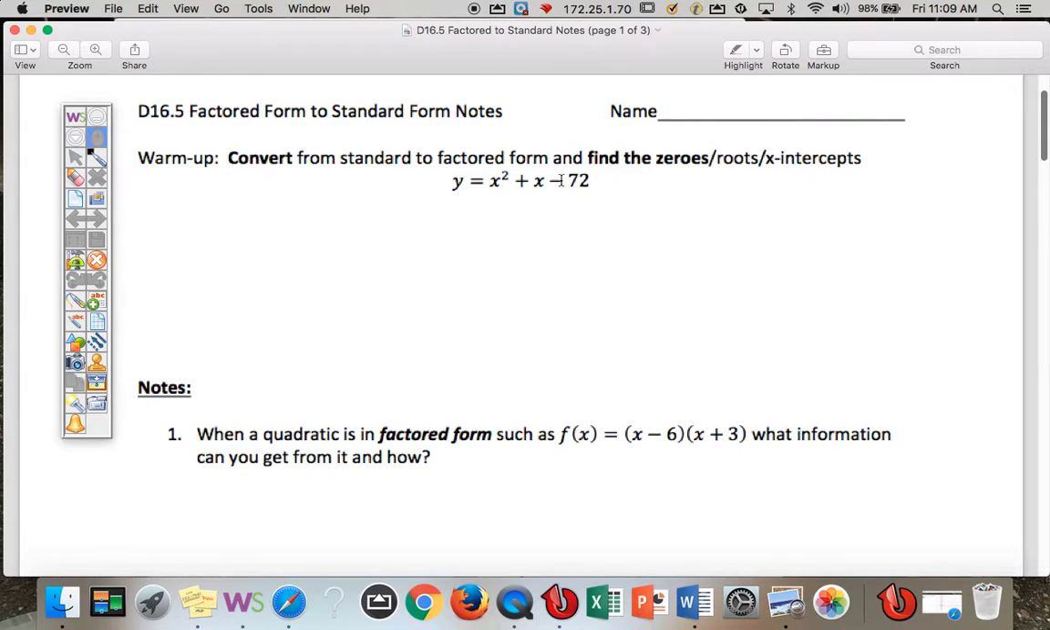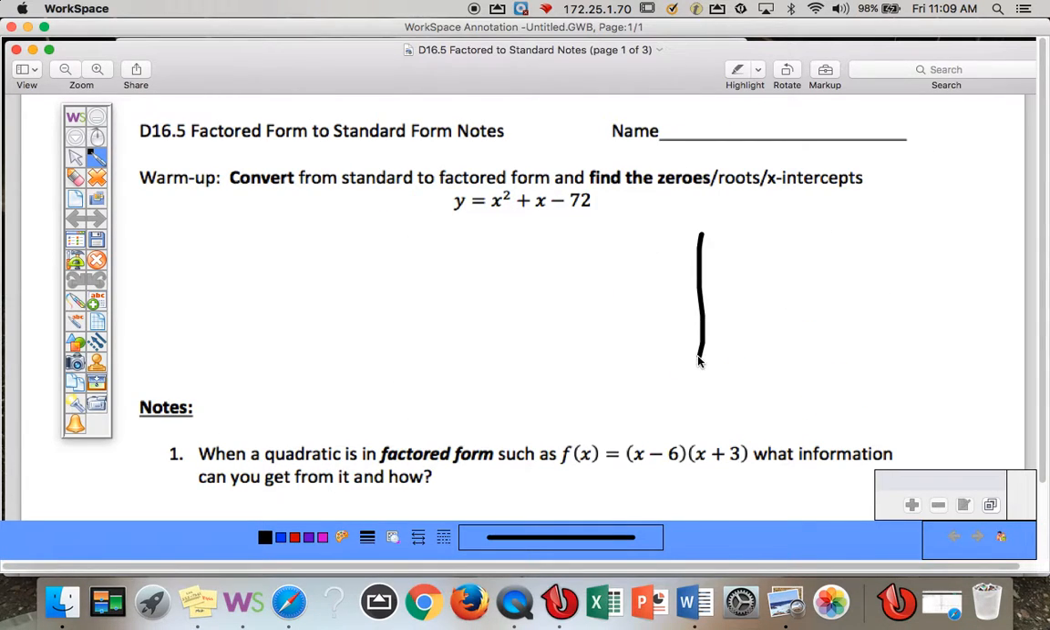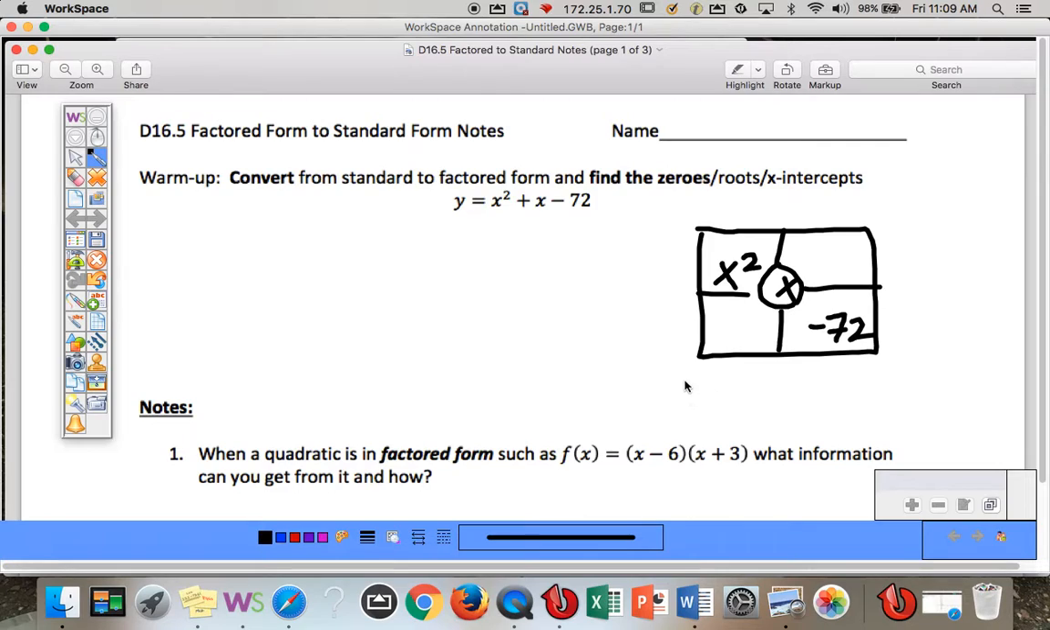At how to change something from standard form, where there's no parentheses, to factored form so that we can find the zeros. If we have three terms right here, we can use a box and circle. We have x squared, x, and negative 72. We want two numbers that multiply to the first and the last, negative 72x squared, and add to our middle circle, 1x.